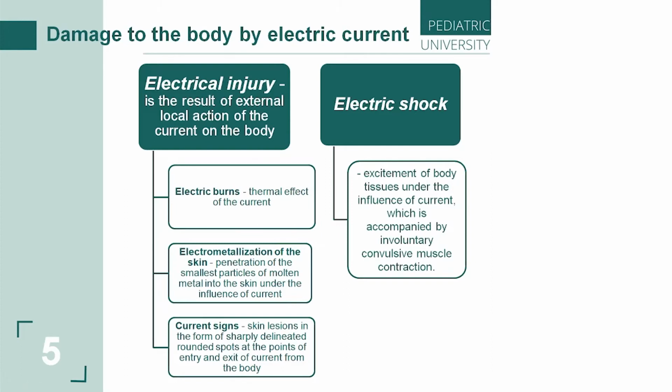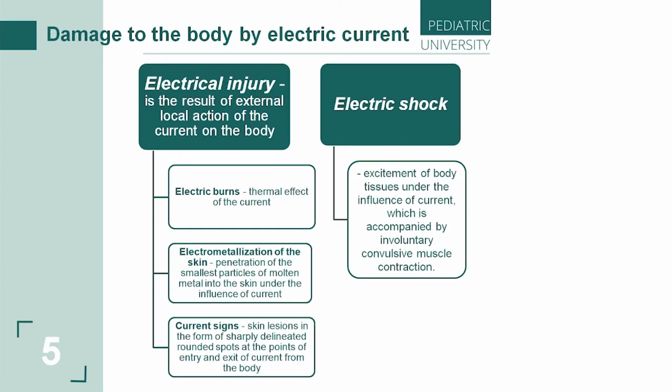Electrical burns are either a consequence of the thermal action of a current passing through the human body, or occur under the action of an electric arc, which usually occurs during a short circuit in installations with a voltage higher than 100 volts. Current signs are skin lesions in the form of sharply outlined rounded spots, arising at the points of entry and exit of current from the body with close contact with live parts.